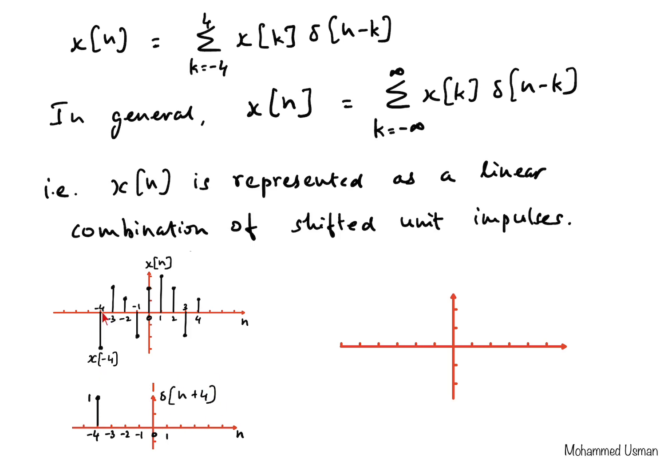And when they get multiplied, we get x of minus 4 multiplied with 1, which is equal to x of minus 4. So the product of these two will simply give us x of minus 4 times delta of n plus 4. So we'll have it something like this.